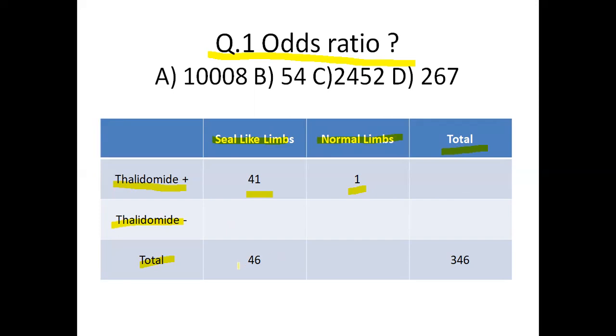And in total, we have the total of seal-like limbs as 46, and the overall grand total of the study is 346. This obviously would be the total of the four cells, 346.